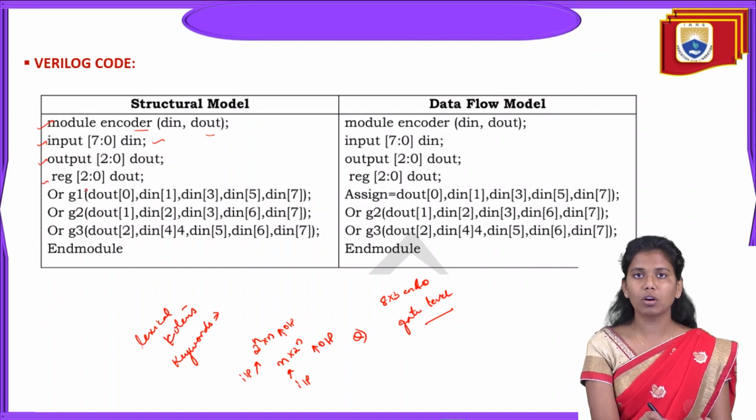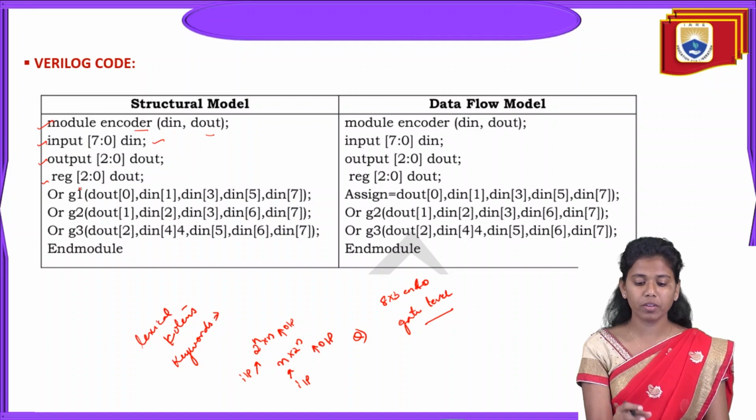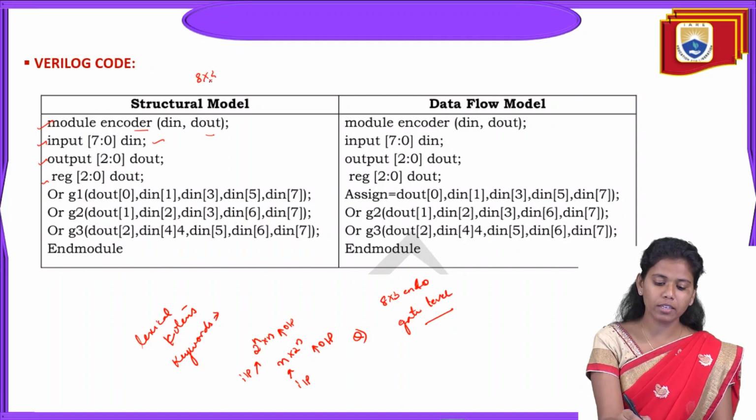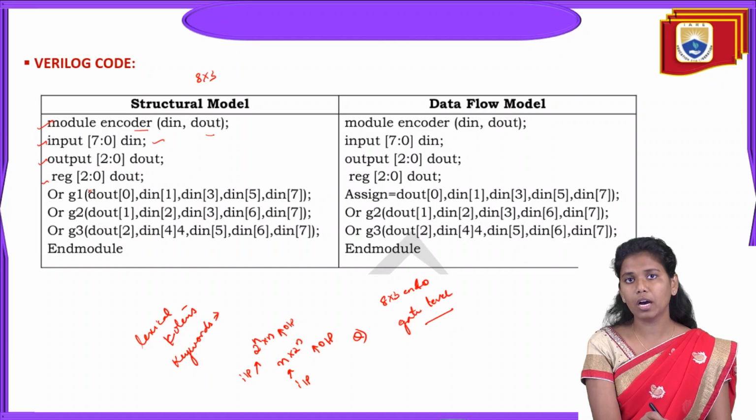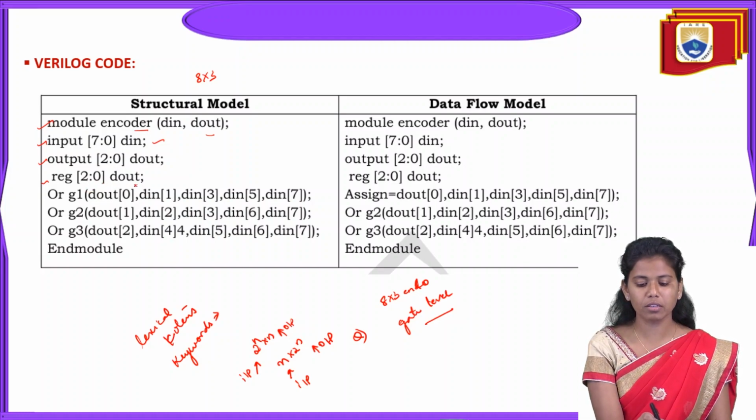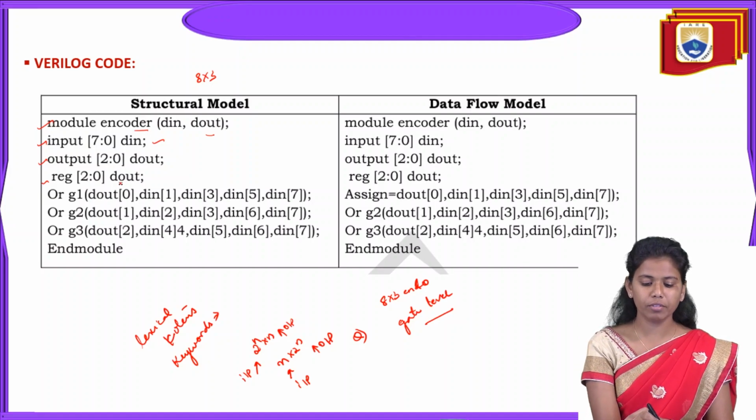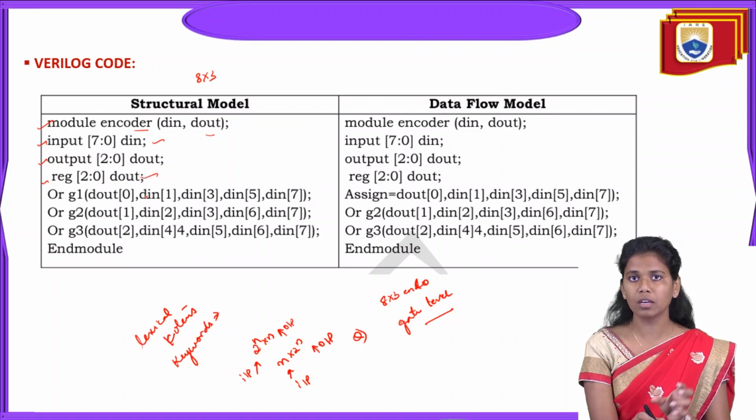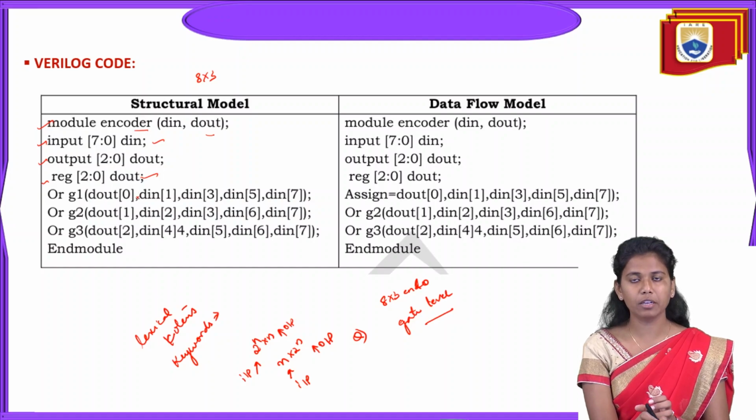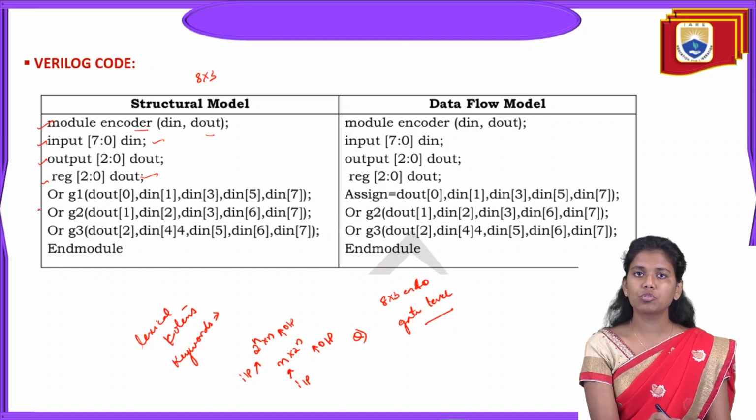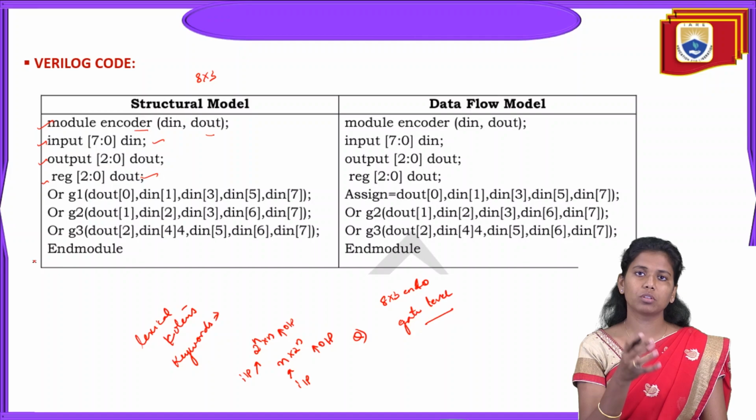So it's an 8x3 encoder, and at the output, the number of bits I'm going to achieve is 3 output bits. So [2:0] D out. In the data type reg, I'm allocating 3 bits of data with respect to the output.